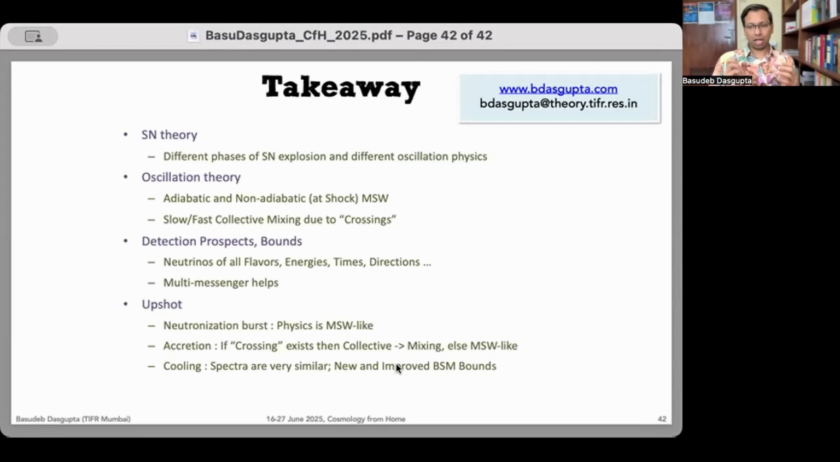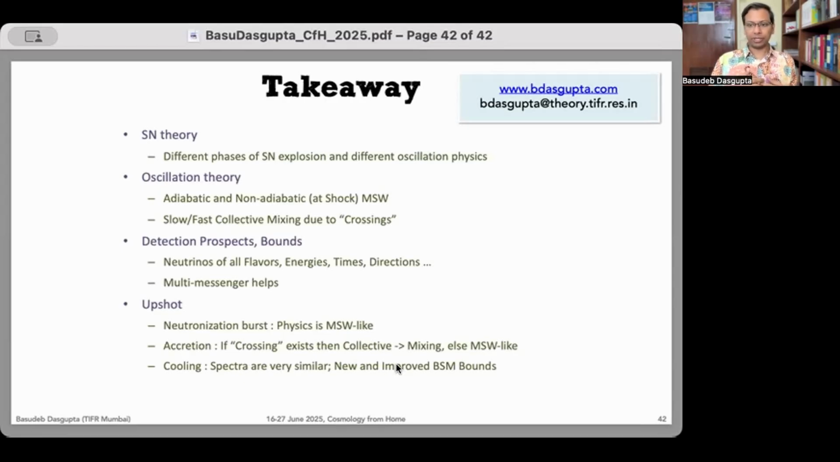And being multi-messenger helps. Multi-messenger here means not just that we want detection of gravitational waves, optical light and neutrinos, but amongst the neutrinos, we would love to detect neutrinos of all flavors because they carry complementary information. The main point is that the early explosion phase is MSW-like, basically like a standard candle. The next one second or so is our opportunity to detect collective oscillations and mixing, all of these interesting new effects. And the late phase, the cooling phase, is when you get emission of all the different flavors and the spectra become very similar, but that's the phase which you can use to derive new and improved bounds on different kinds of exotic new physics.